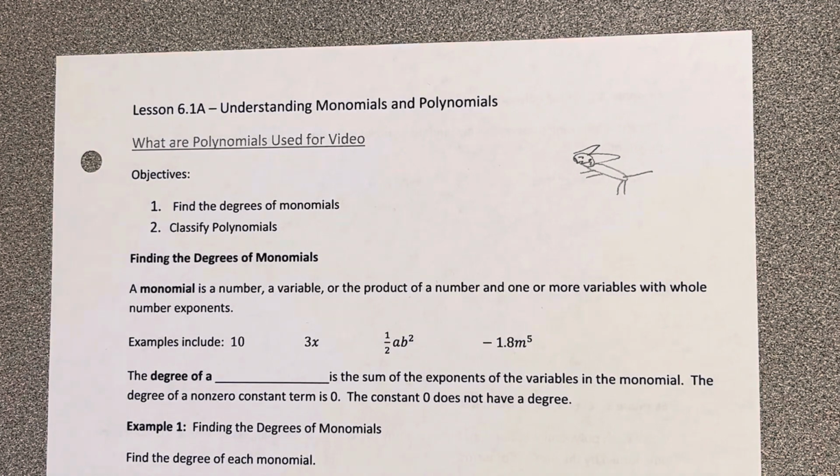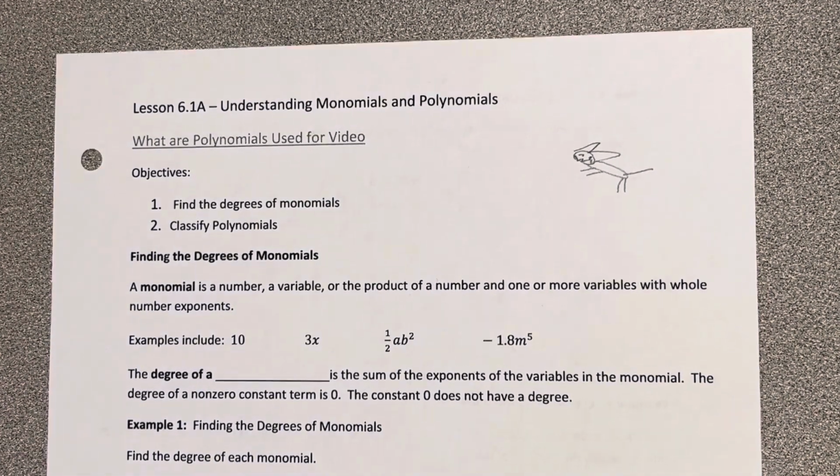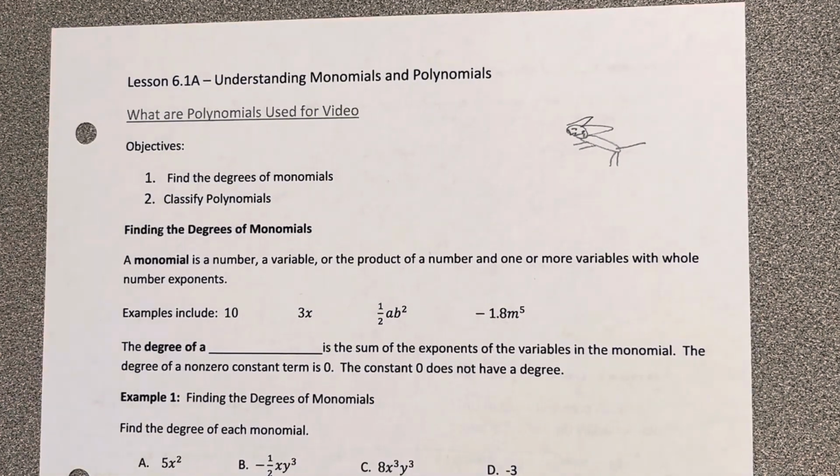Our objectives today are to find the degrees of polynomials and also classify polynomials. In addition to that, we're going to learn some vocabulary that will be useful, that we'll be using throughout this chapter over polynomials. So a monomial is a number, a variable, or the product of a number and one or more variables with whole number exponents.